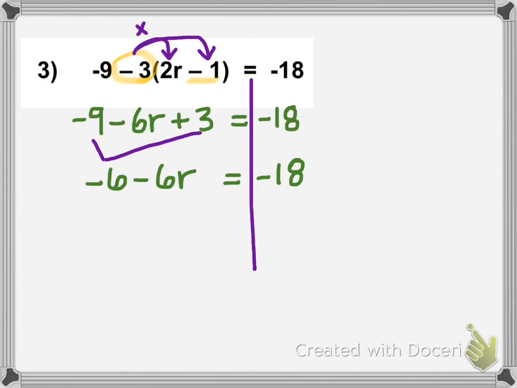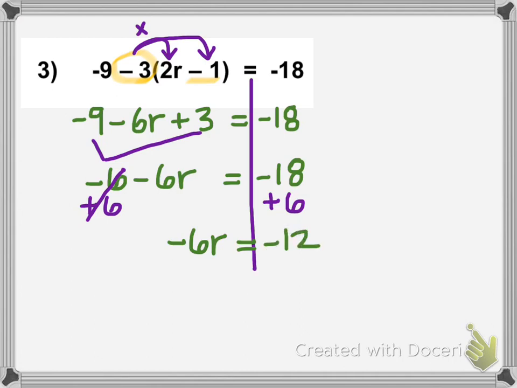Our r, our variable term, is on the left, so we're going to move our constants to the right. The constant we need to move is that negative 6, so the opposite of that would be plus 6, or add 6 to both sides. When I add 6 to a negative 6, that makes 0, so we're going to bring down what's left. Make sure you bring down that minus in front of the 6r. Bring down your equals. On the right, negative 18 plus 6 is negative 12.